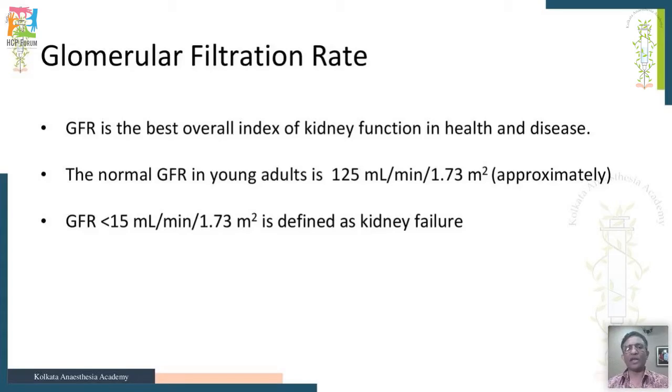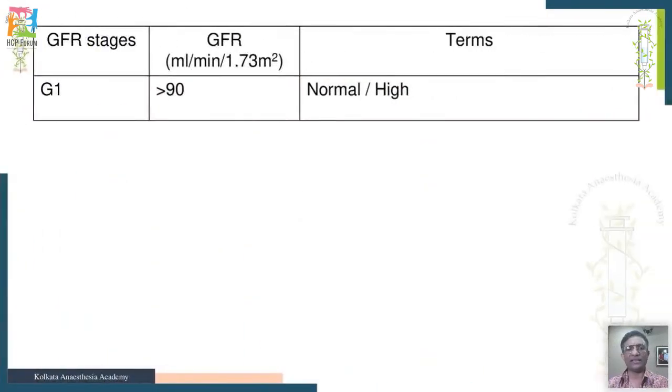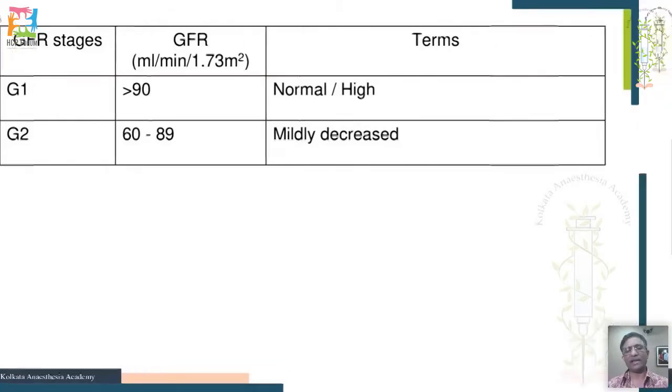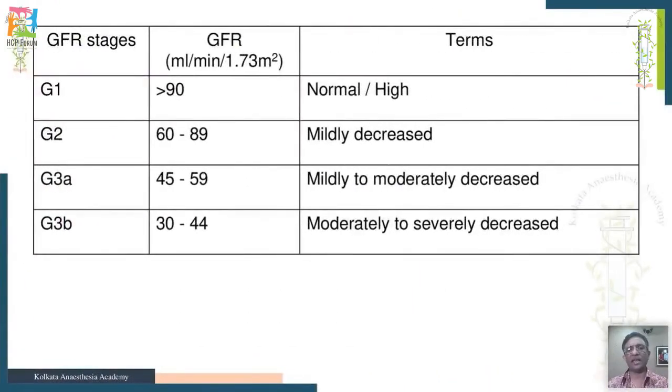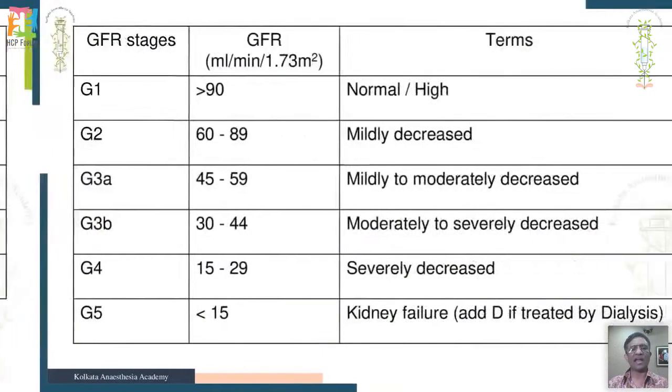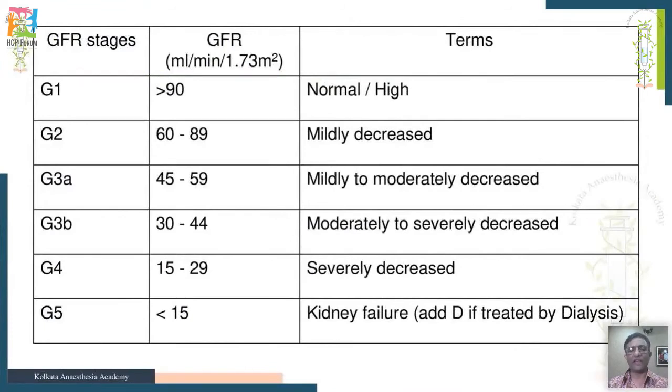So the normal is 125 ml per minute per 1.73 meters squared. And when it becomes less than 15, you say it is kidney failure. We'll just take you through the stages. Above 90 is G1, normal or high. Between 60 and 90, you say it is mildly decreased. Between 30 and 60, it is mild to moderately to severely decreased. Less than 30 but greater than 15 is severely decreased. And end stage or kidney failure is when it becomes less than 15.